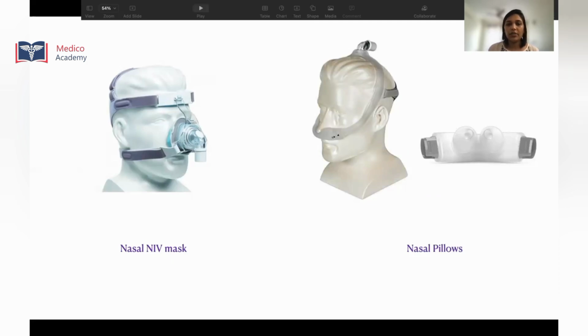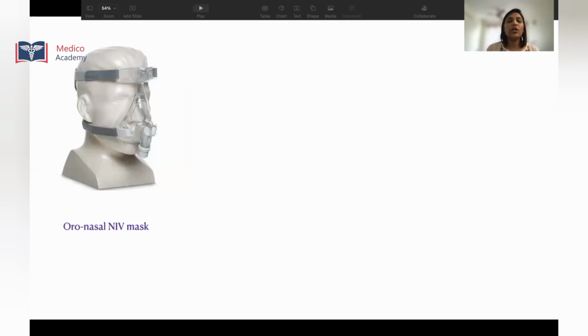The advantage of these masks is that the mouth part is left free, so that the patient will be able to talk and communicate with the caretakers, and also the patient will be able to take his oral medications as well as food. The other interfaces include the oronasal NIV mask, which is quite similar to the anesthesia face mask that we use during pre-oxygenation.